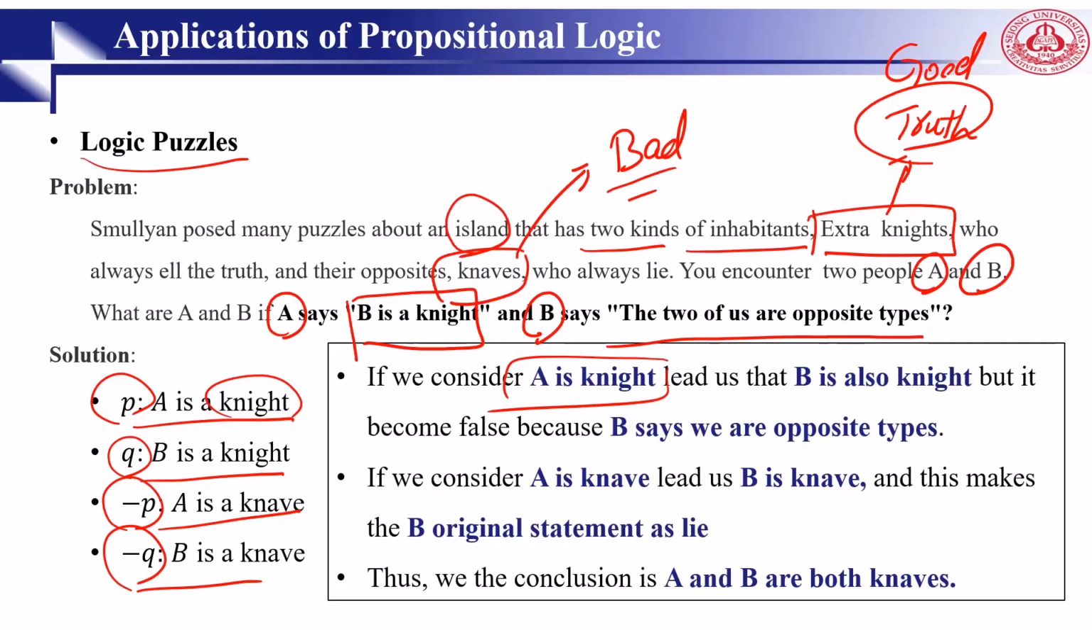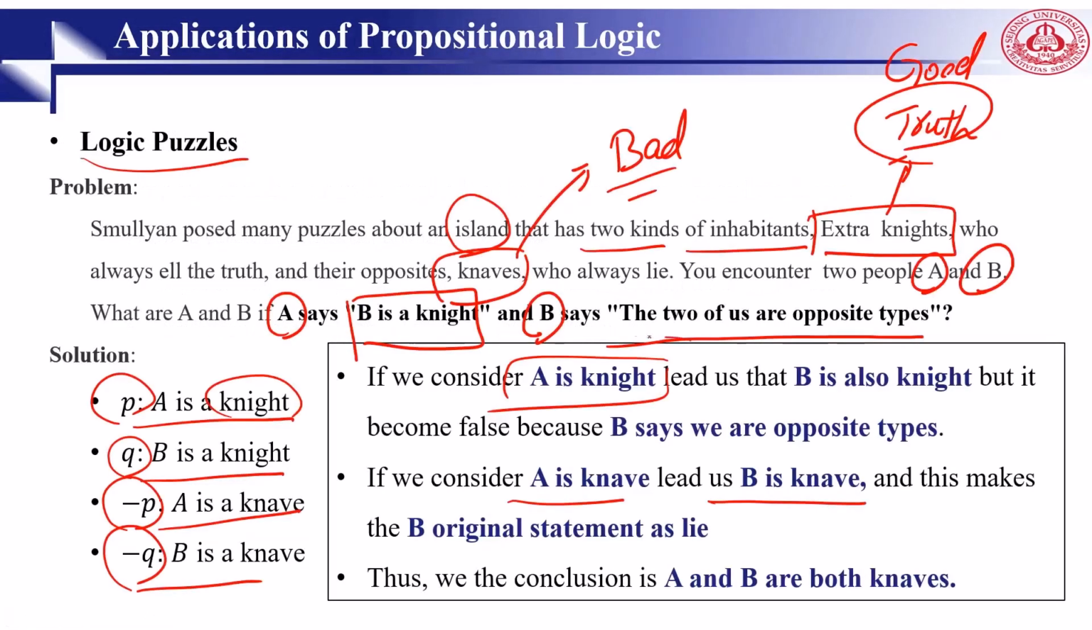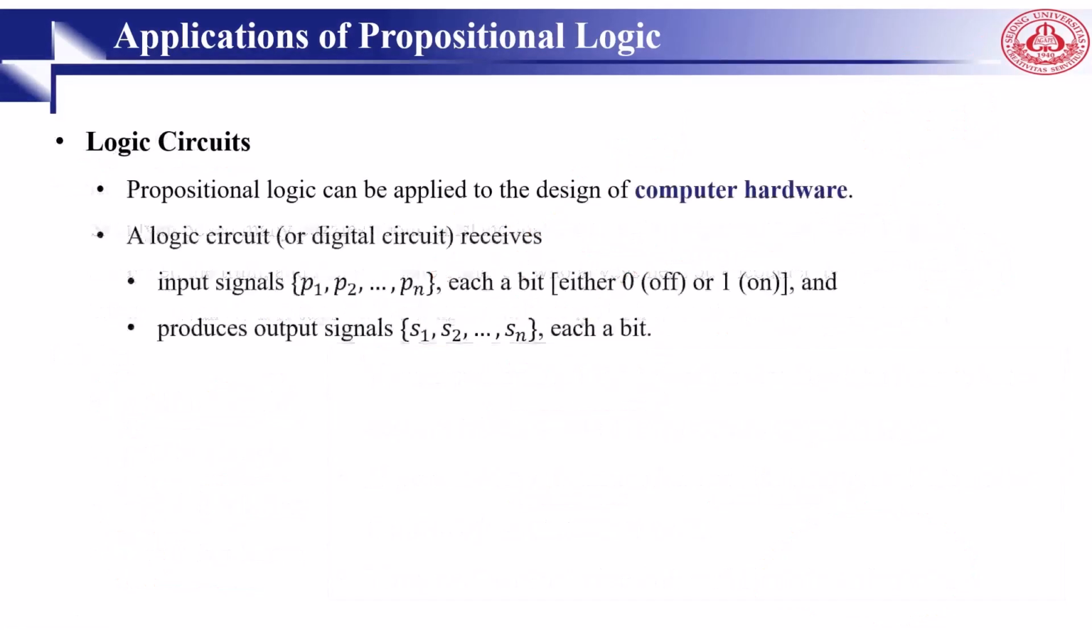So if we change our assumption, we say A is a knave, and that leads us to B being a knave also. And it makes the original statement a lie. He said we are opposite, but he is a liar. It means they are the same. So they both are knaves.